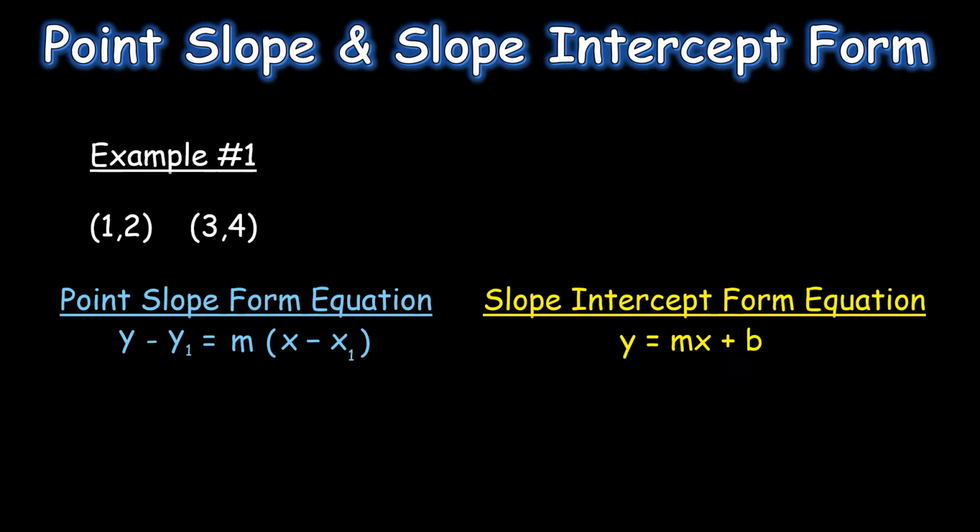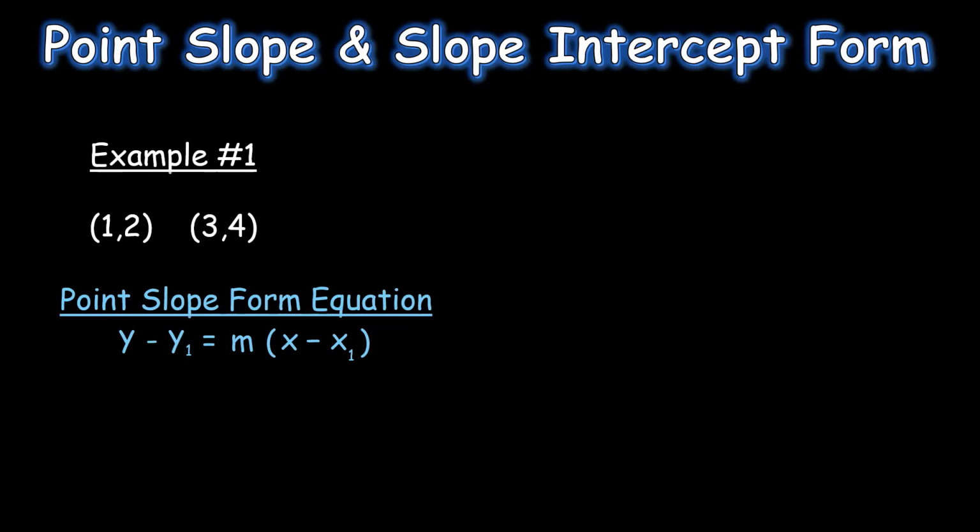Let's go ahead and find our point-slope form equation first. This is because it'll make it easier to find our slope-intercept form equation later. Now the first thing we want to do is find our slope, which is m, and to find our slope we can use this equation: m equals y2 minus y1 over x2 minus x1. And in order to know what values to plug in, all we have to do is look at our given values and label them.